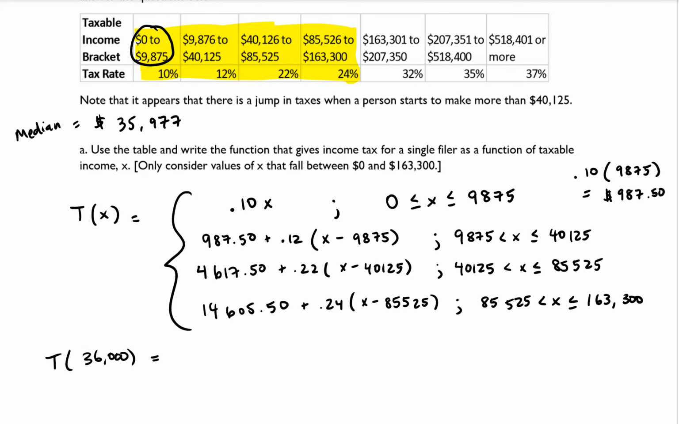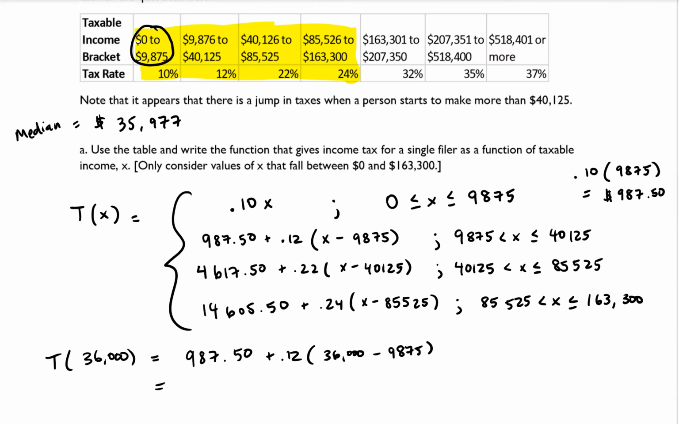So basically we are evaluating T of 36,000, and we are going to use the second subfunction since 36,000 is greater than 9,875 but less than 40,125. So that's going to be 987.50 plus 12 times 36,000 minus 9,875.